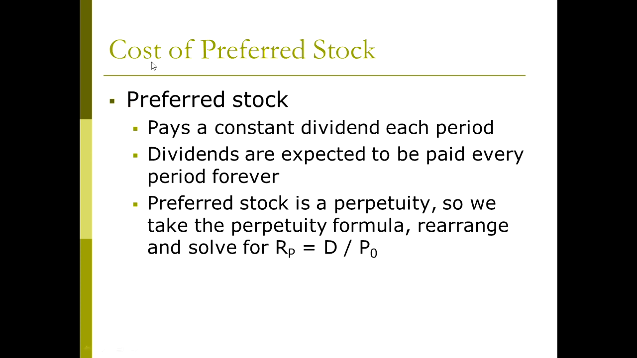So finally, we want to calculate the cost of preferred stocks because some companies also issue preferred stocks. The preferred stocks are different from the common stocks because preferred stocks will pay you a fixed amount of dividend forever, which is a perfect example of a perpetuity. So remember the price of the preferred stock is P equals D divided by R. When we move the R to the left-hand side, the required rate of return for the preferred stock is just the dividend divided by the current stock price.